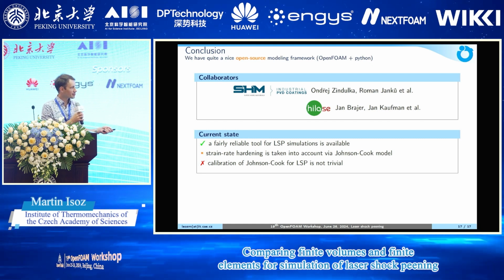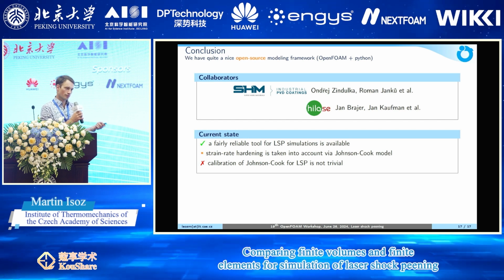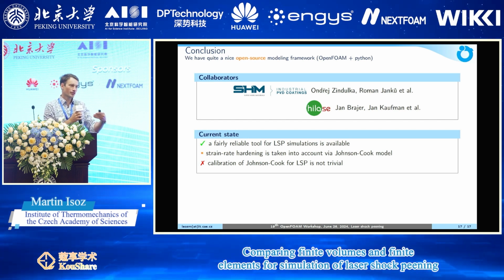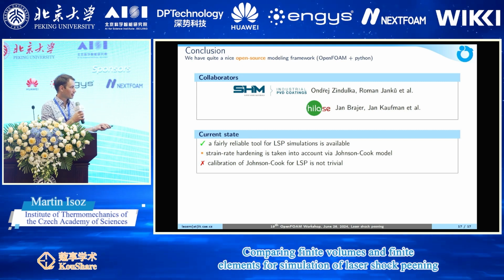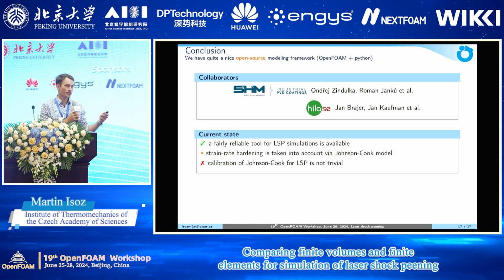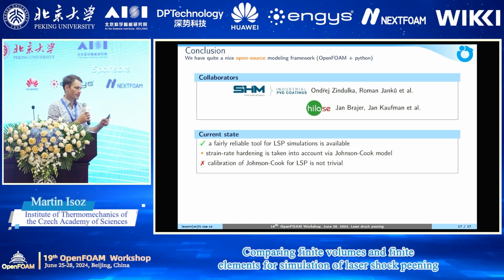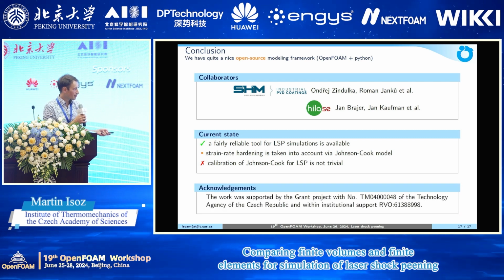We have this strain rate hardening through the Johnson-Cook model, which is once more standard, but there is a problem with calibration. We are trying to push the state of the art with respect to this calibration at the moment, and also the lasers are not ideal, and we are currently developing some non-ideal loading for the lasers.